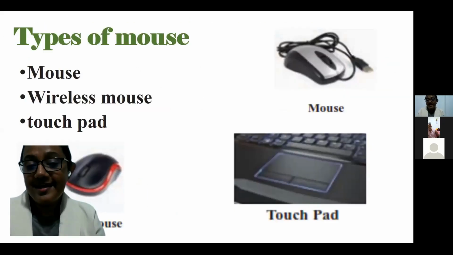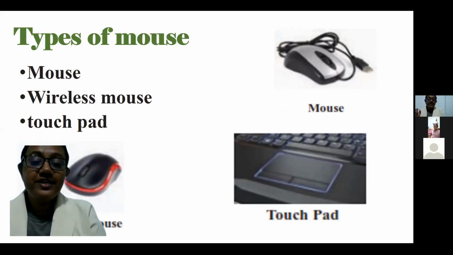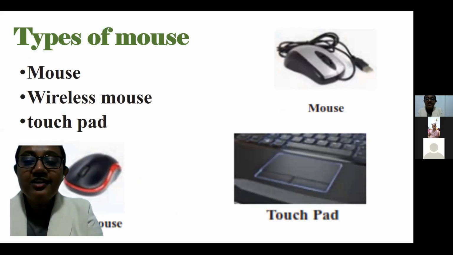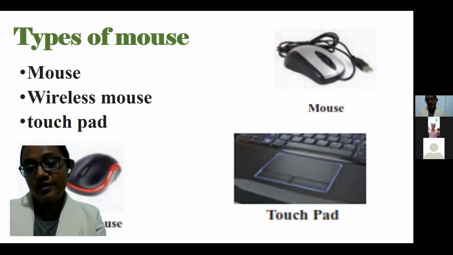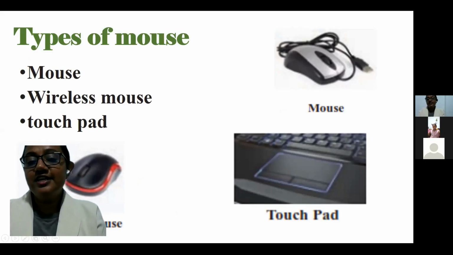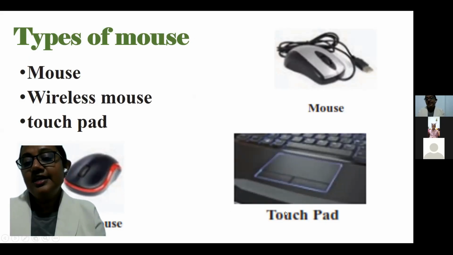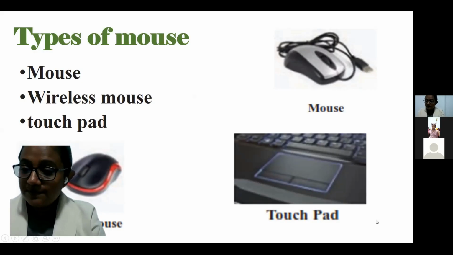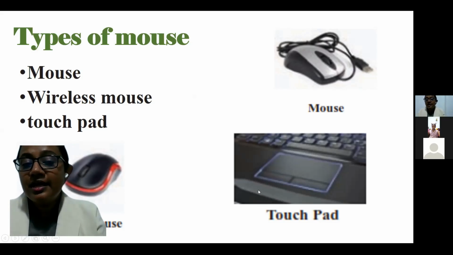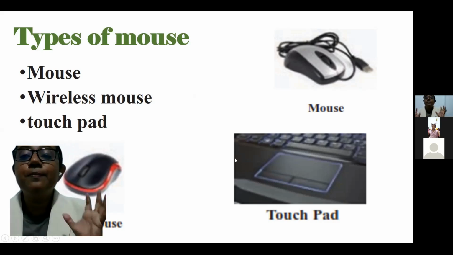Mouse, wireless mouse, touchpad. A mouse with a cable, we can say it's a mouse or wired mouse. If a mouse has a wire, we call it a wired mouse. Wireless mouse. Here you can see an image of a wireless mouse. Touchpad. In laptops we use a touchpad. We use the touchpad in laptops.